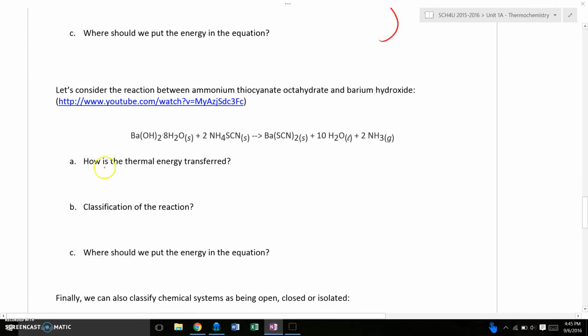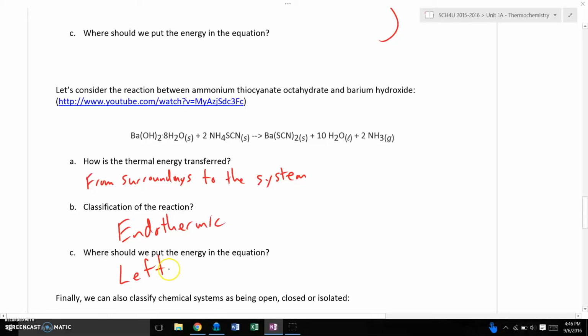So in this case, thermal energy is transferred from the surroundings to the system. We would then classify this as endothermic. And energy, in this case, should then go on the left side of the equation.